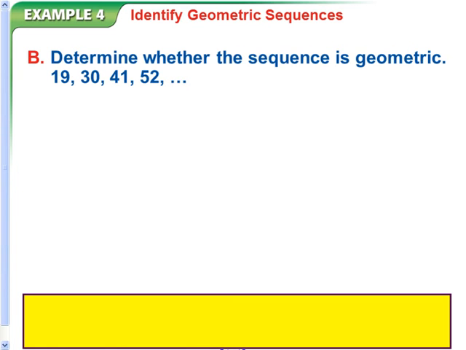Okay, how about this one? So let's take 30 divided by 19, and that is approximately 1.58 rounded. How about if I take 30 times that last answer? It ends up being 47. The ratio on the next one would be 41 divided by 30, which is 1.36 repeating. So this is no. It does not have a common ratio.